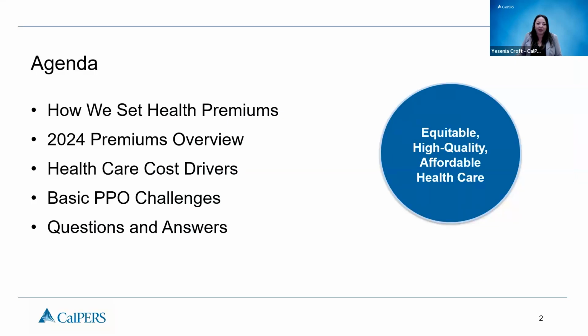Today, we will cover a quick refresher on how we set health premiums, followed by a look at the final 2024 premiums approved by the board in July. We'll discuss the cost trends and some challenges facing the basic PPO plans and the decision by the board on changes to the CalPERS risk adjustment strategy. And there will be plenty of time for questions at the end of our presentation.